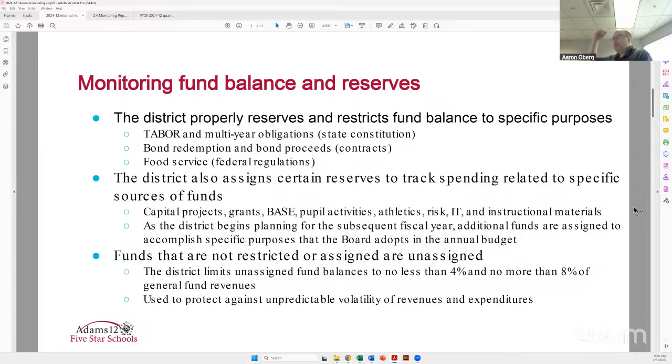And the definition of unassigned is anything that isn't restricted or assigned. So if it isn't that, then it's unassigned. The district does have a limit in 2.4 that limits the unassigned fund balance to no less than 4% and no more than 8% of general fund revenues. And we tend to use the same terminology, fiscal year spending, that is used in the Constitution as part of the 3% Tabor calculation.